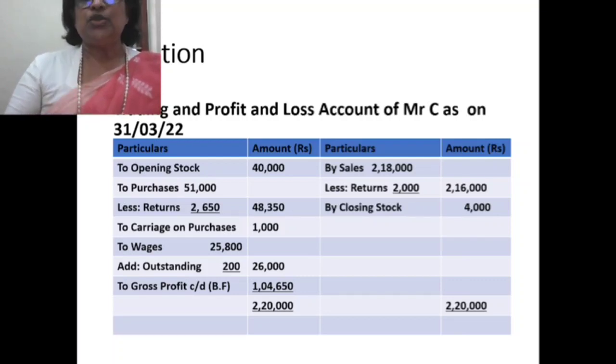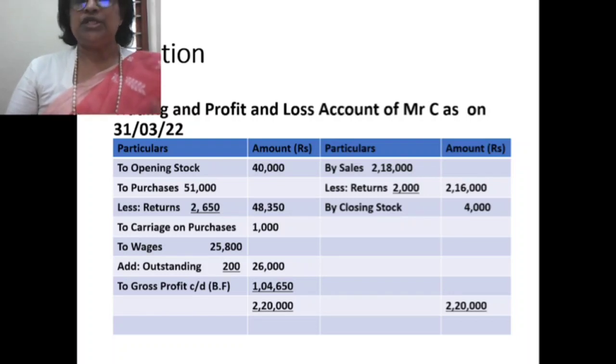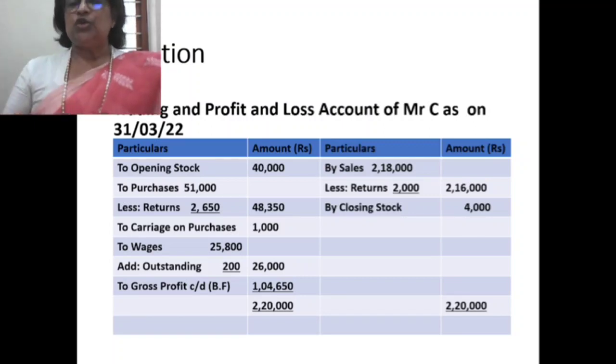To wages 25,800. Add outstanding 200. So this is one adjustment. Wages outstanding is shown outside the trial balance. So we are adding here 200. Outer column 26,000. Now credit side, by sales 2,18,000 less returns 2,000. So outer column 2,16,000. By closing stock 4,000. So when you take the total, credit side is higher, 2,20,000.